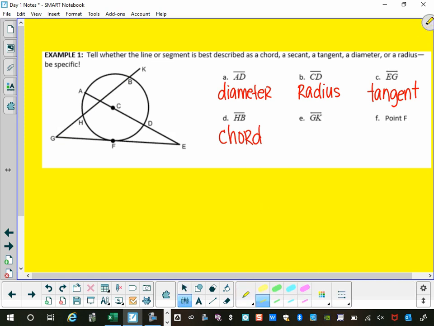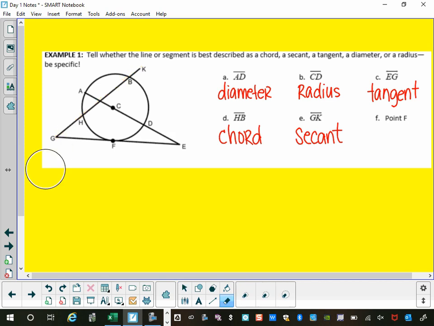All right, GK. So from here all the way through. It's not just a chord because we're going through the circle. Secant? Yes. That is a secant. Also, if you notice, I think on your paper, is there arrows on top of GK? Yeah. Okay. So when we're doing this, make sure you're paying attention because sometimes they'll have arrows and sometimes they don't, which will tell you two different answers.